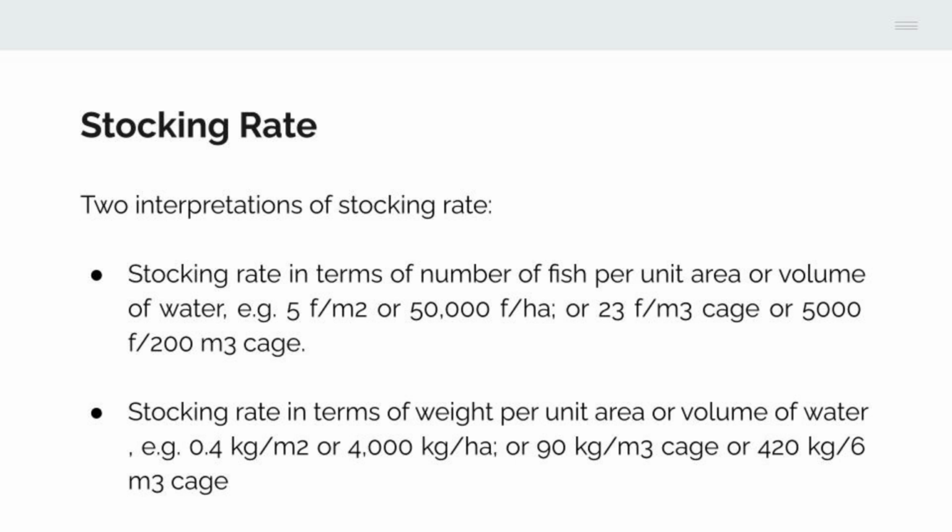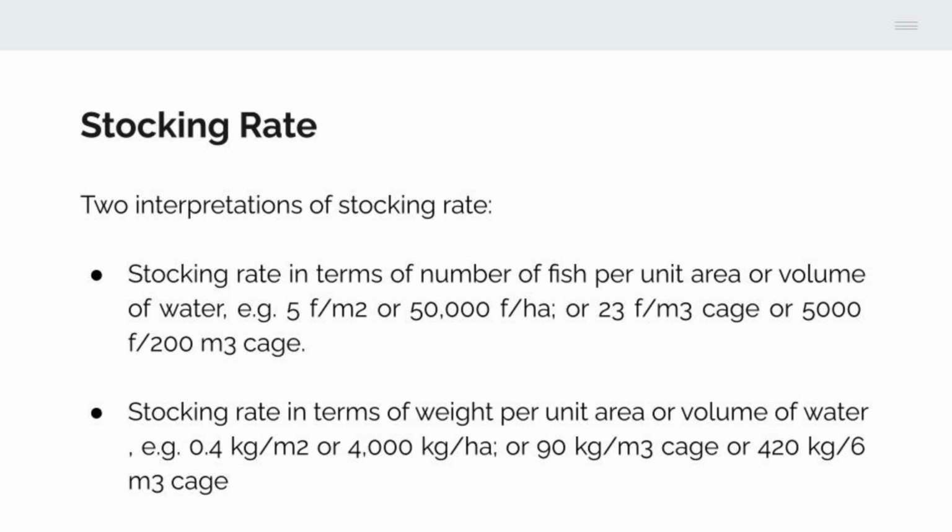This method measures the number of fish stocked per square meter or cubic meter, such as 5 fish per square meter or 50,000 fish per hectare, or 23 fish per cubic meter in a cage or 5,000 fish in a 200 cubic meter cage.